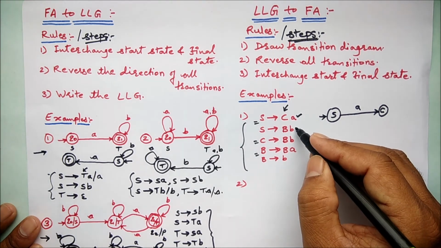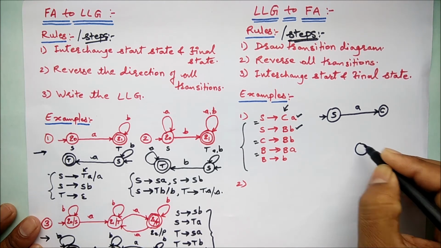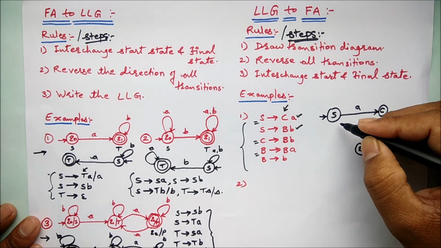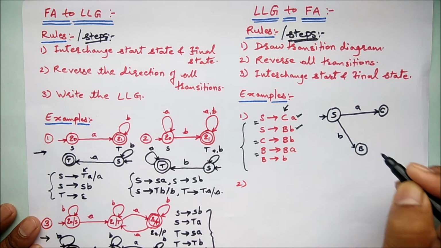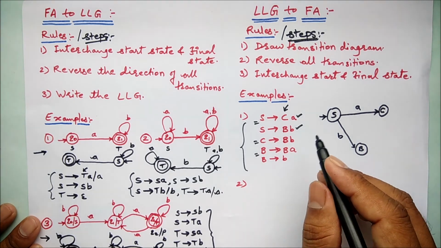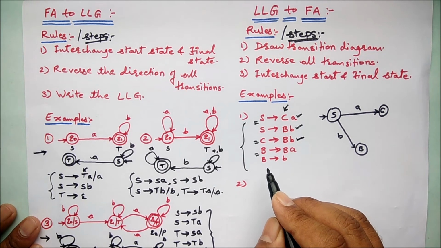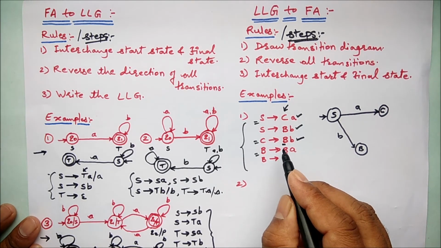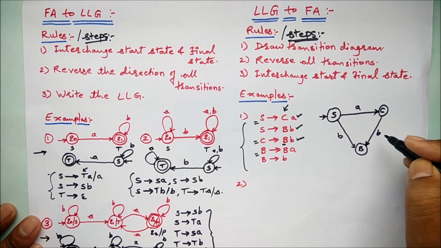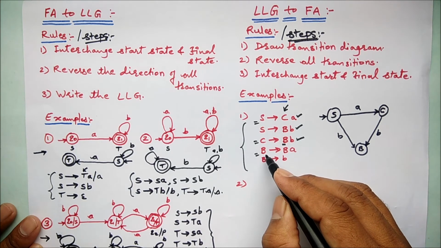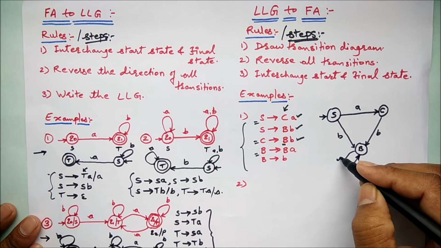So now let's go to the second production rule. S is also transiting to B with the input symbol B. All right, and this finishes the second production rule. Now let's move on to the third. C is transiting to B with input symbol B, and B is transiting to B only, so it has a self loop, and with input symbol A, right?